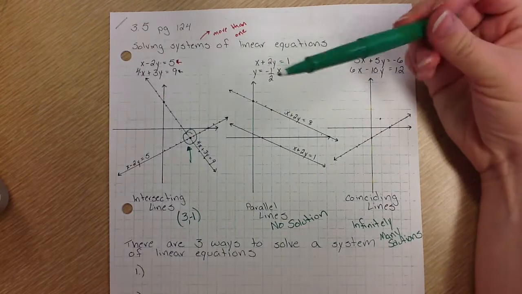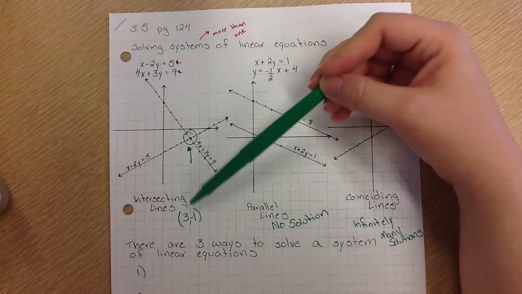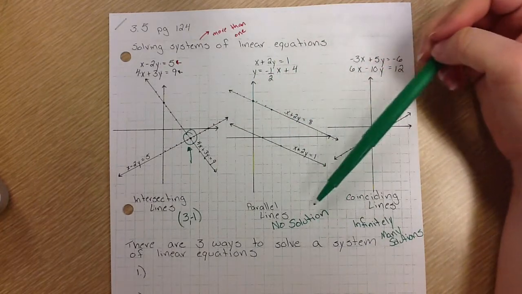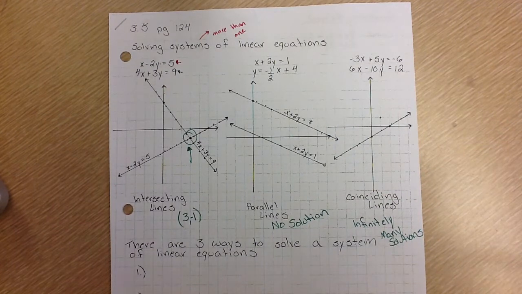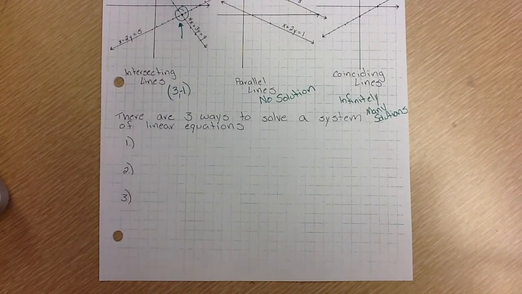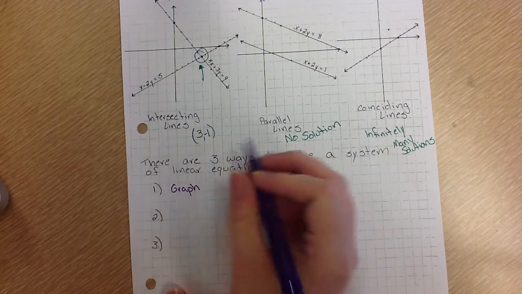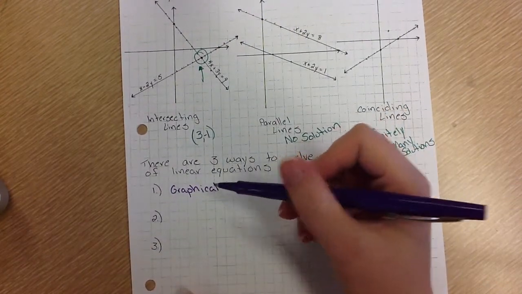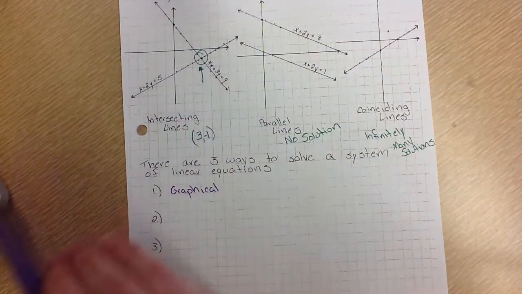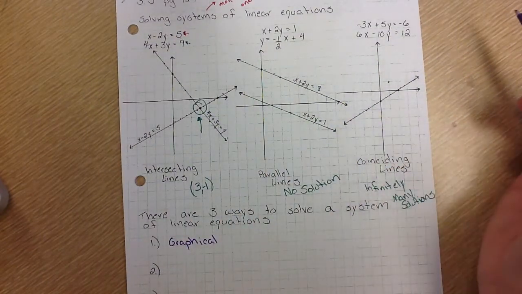So really you're going to get one of three answers for your solutions. You'll either get a point, an ordered pair, you will get no solution, or you will say infinitely many solutions. So those are your three possible answers. Along with our three possible types of systems, there are three ways to solve them. The first way I just showed you, and that's the graphical way. You just graph the lines and look for the point where they intersect, see if they're parallel, or see if they're the same line.